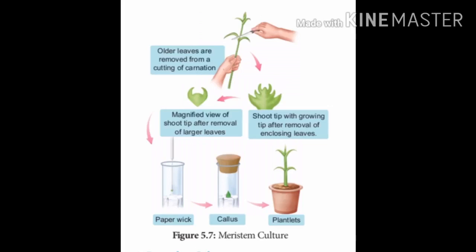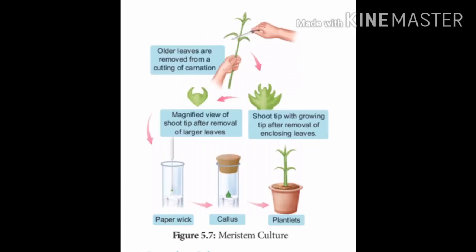And this is the meristematic shoot tip with growing tips after removal of enclosing leaves. The tip where the growth takes place, that is taken up for the culture. That tissue is kept in a paper, just wrapped and put into a culture medium and closed with a cotton plug. After some time we find callus is formed. Callus is nothing but an undifferentiated mass of cells.